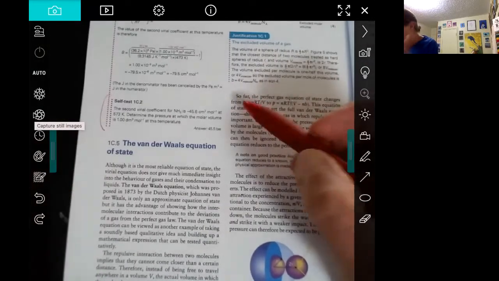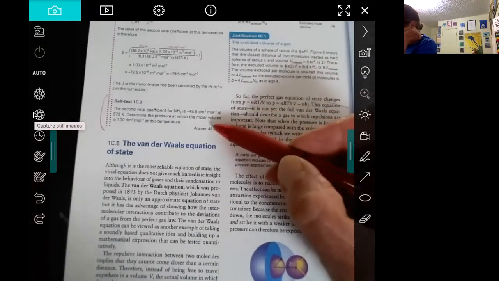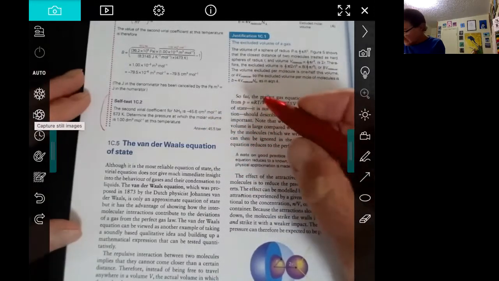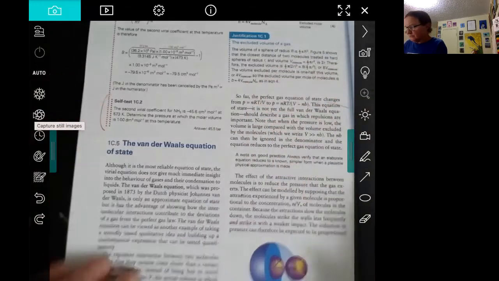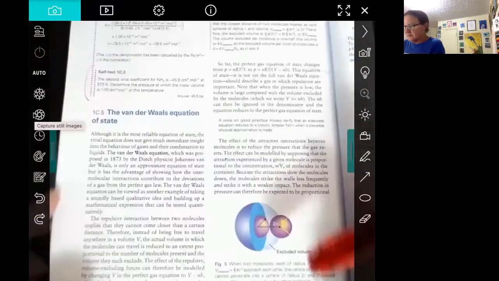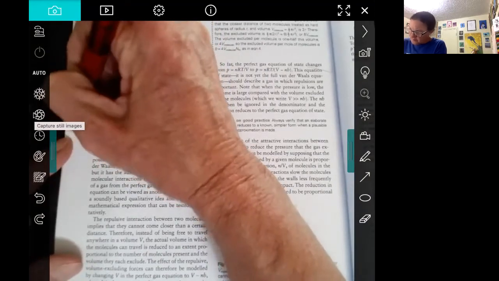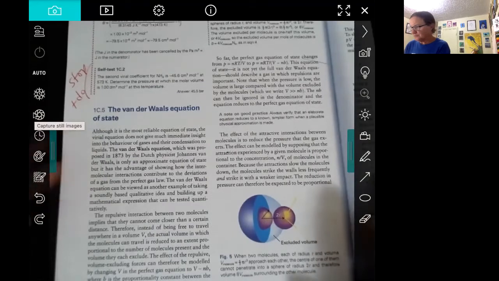So the second virial coefficient for ammonia is this. Determine the pressure at which the molar volume is this. That would mean you just plug it into that relationship right here, and you're going to be truncating it as just the first term here, the B, and solving for the pressure. So go ahead and stop and do that, and just make sure you get the right answer.